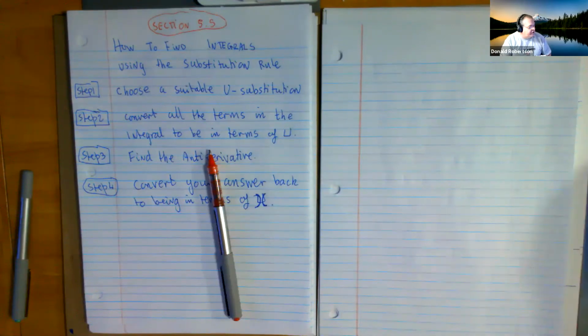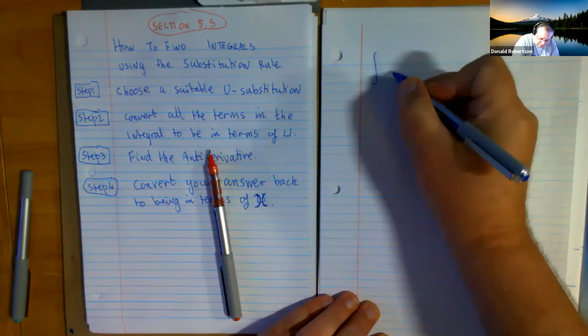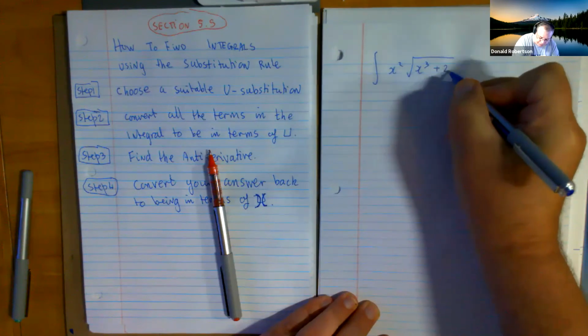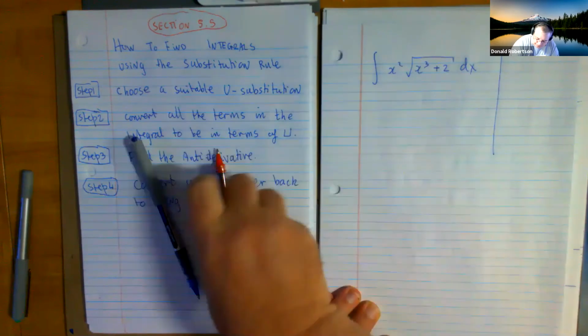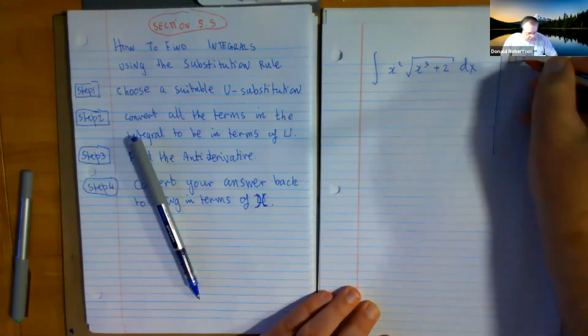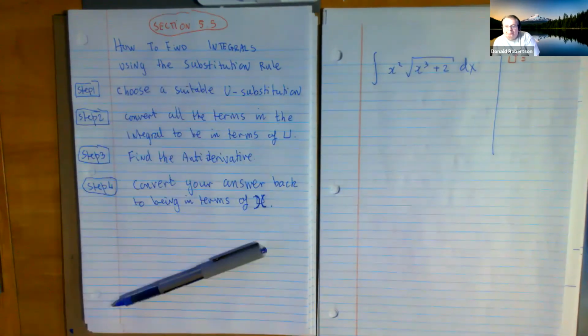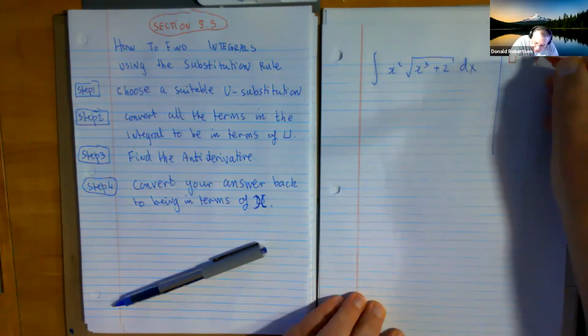So let's do the whole process now from start to finish. I got this one, so I might as well start with it. X squared times the square root of x cubed plus 2, dx. First question is, choose a u sub. So who am I picking? X cubed plus 2, because it's inside the square root. Agreed?